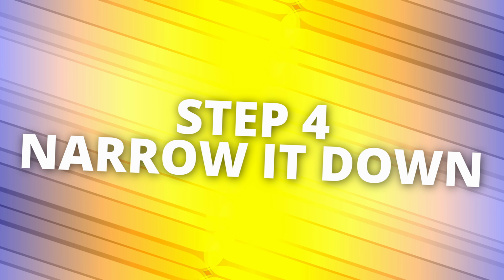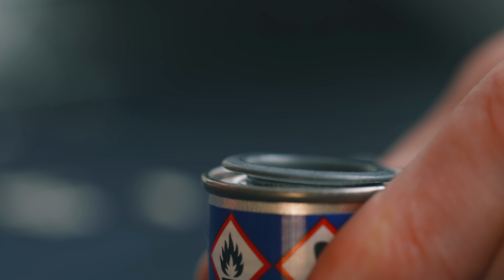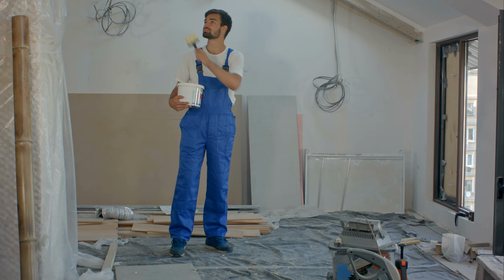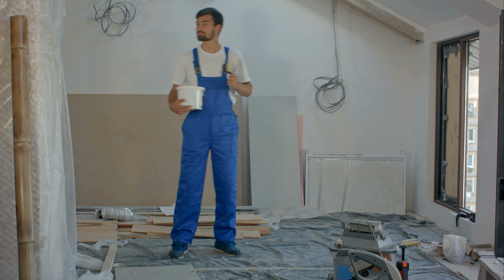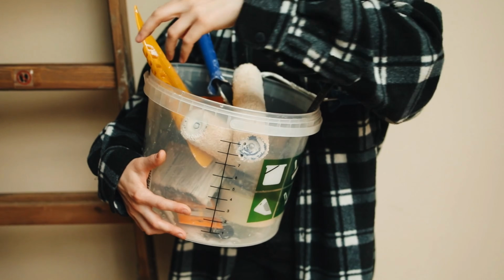Step 4, narrow to 2 to 3 options. This is where people completely lose the plot. They go into a paint store, grab 20 samples, bring them home, and now they're way more confused than when they started. What's happening? Looking at too many paint colors at once is one of the fastest ways to make a bad decision with your home.